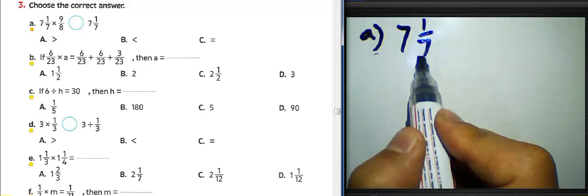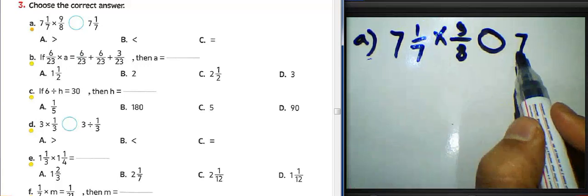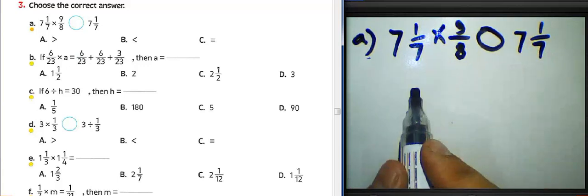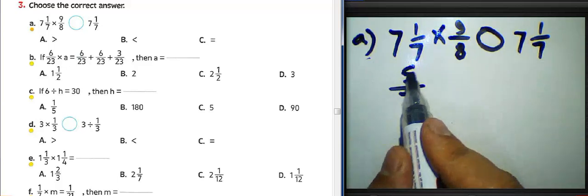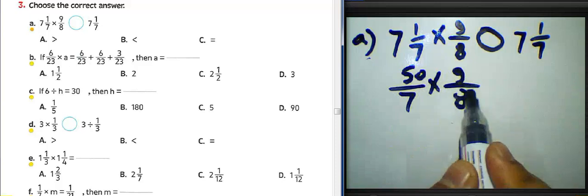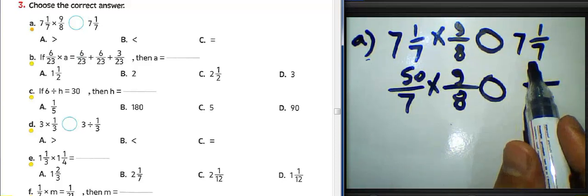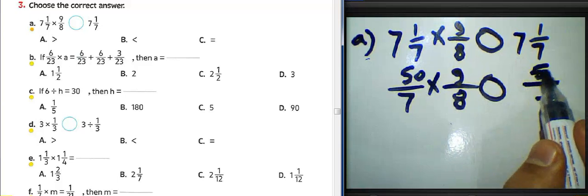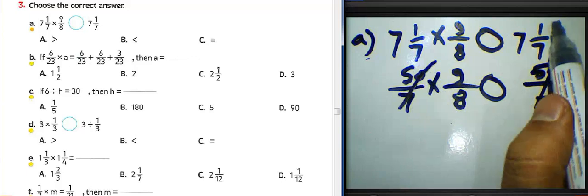7 and 1 over 7 multiplied by 9 over 8. For 7 and 1 over 7, we can write 7 here. 7 times 7 equals 49. 49 plus 1 equals 50. Times 9 over 8. So this number is 50 over 7, and with the 9 over 8, we can cancel the two numbers here because they are equal.